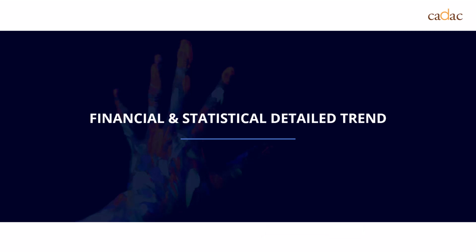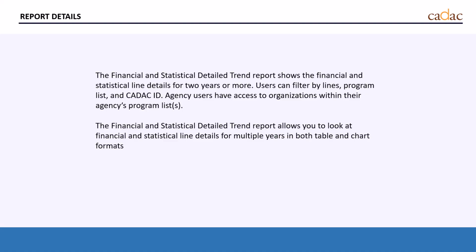We can discuss the financial and statistical detailed trend report. This report shows financial and statistical line details for 2 years or more. Users can filter by line, program list, and CADAC ID. Agency users have access to organizations within their agency program lists. The report also allows you to look at the financial and statistical line details in both table and chart form.